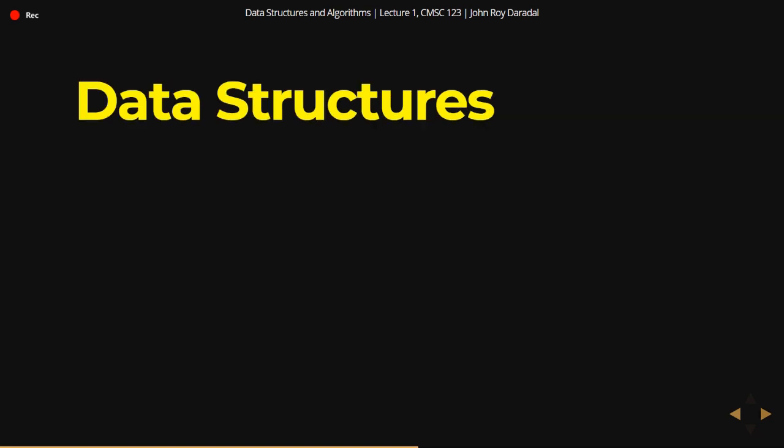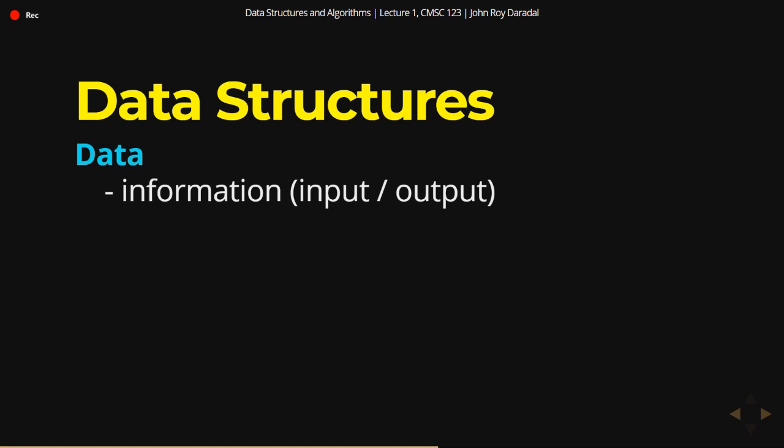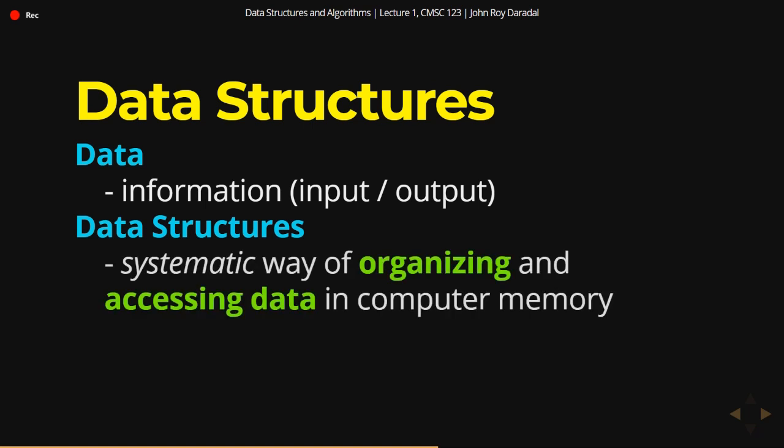Let's now move on to the data structures. So first, we need to talk about data. So what is data? Data is information, right? It could be input information or output information. So that's data. Now, what are data structures? Data structures are a systematic way of organizing and accessing data in computer memory. So it's two things, right? You organize and you access the data in memory. So that is the purpose of your data structure.